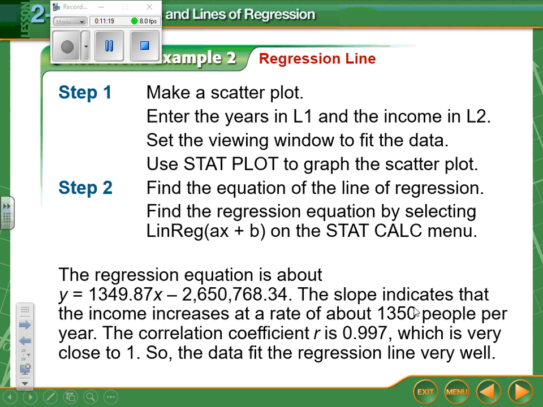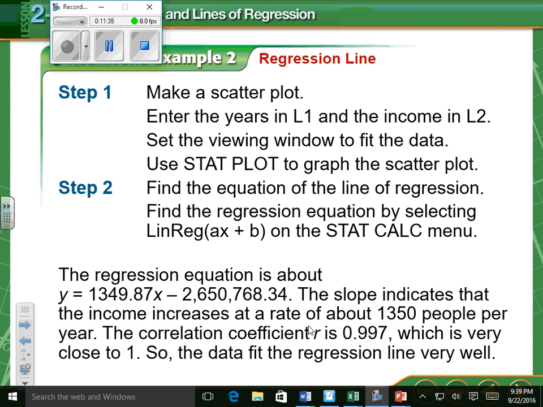Well, the slope here indicates this 1,349.87, which is about 1,350. It indicates that the income is increasing at a rate of about 1,350 people per year. Actually, I think this is supposed to read $1,350 per year. Not sure why it says people. Another error, I believe. Maybe I'm misreading it. It looks like another error on the part of the book.